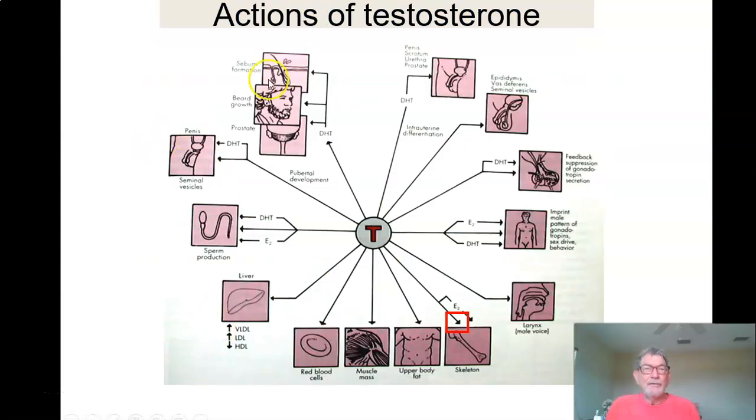Here we have a list of all the things that it does. It obviously makes you turn into a Greek god. All of us, see, look at me, Greek god. Now that means that you make a beard. All of these things change. It increases the amount of LDLs and decreases your HDLs. Bummer. That's why males, at least before female menopause, tend to have higher bad cholesterol and lower good cholesterol than females, somewhat.